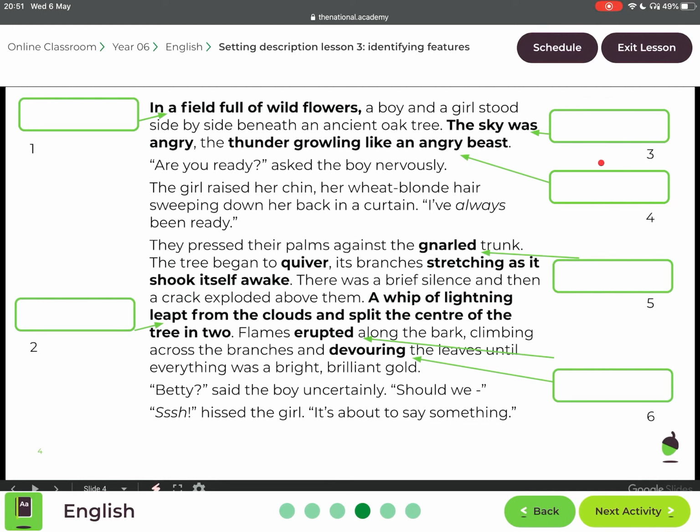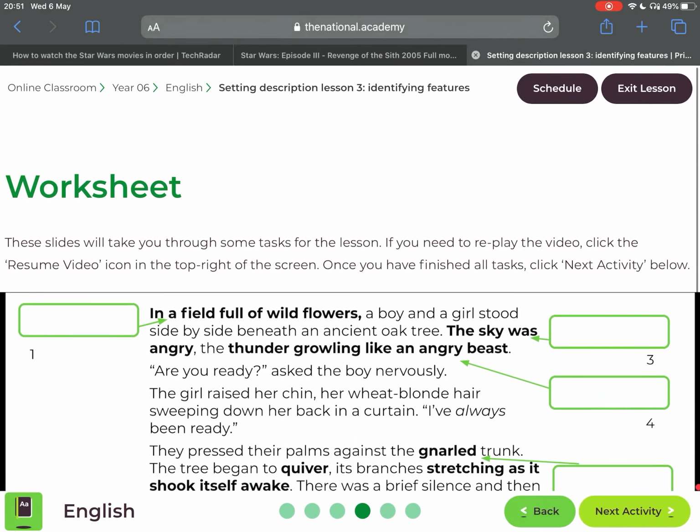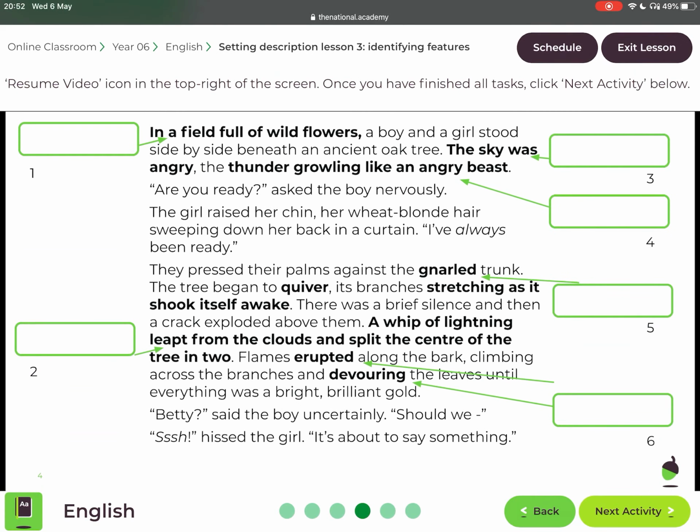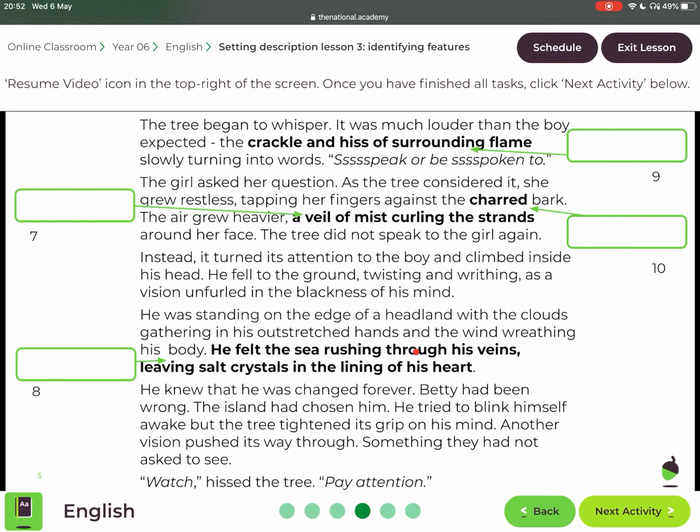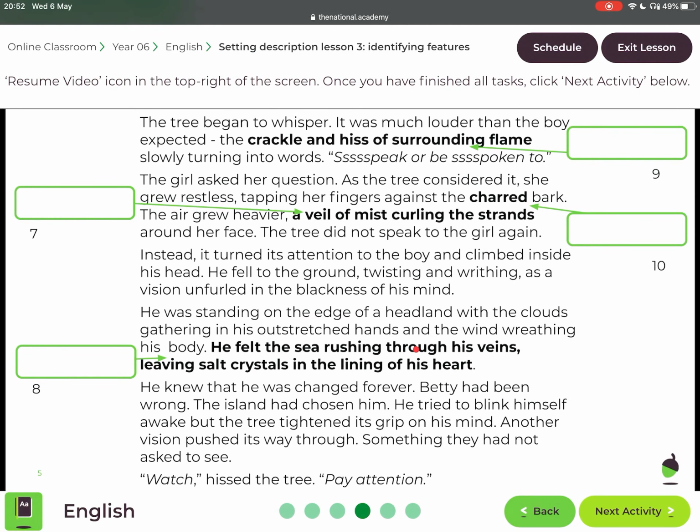Number 5, that will be powerful vocabulary, high standard vocabulary. Number 6, that would be powerful verbs, as there's 2 here. Number 7, that would be a metaphor. Number 8, that would also be a metaphor. Number 9, that would be onomatopoeia.